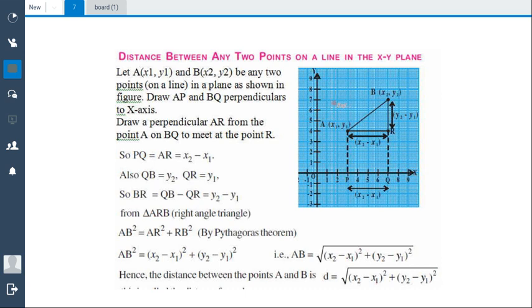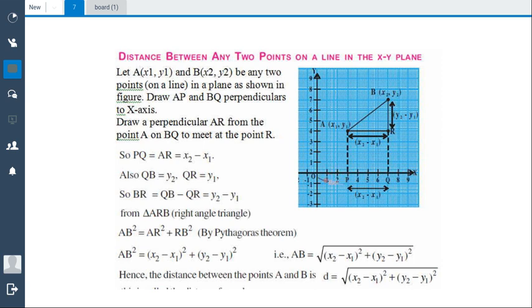The first point is (x1, y1) and the second point is (x2, y2). I located these 2 points on the graph paper and I want to find the distance between A and B. So I drew perpendiculars from A to the x-axis, that is AP, and from B to the x-axis, that is BQ.